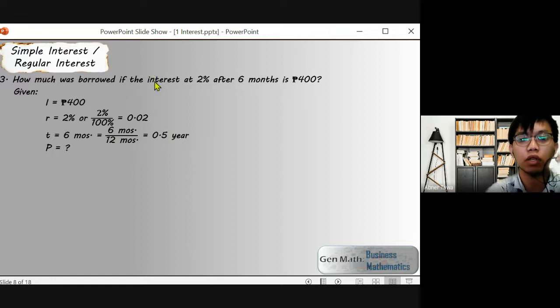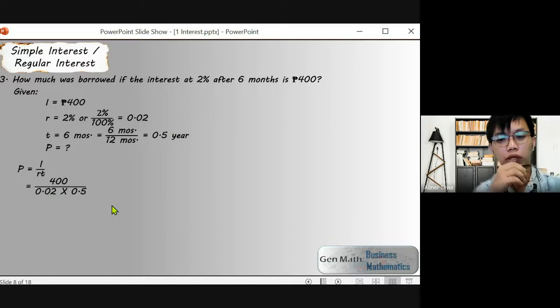And then based on the problem, ang hinahanap natin is yung amount borrowed. So that will be the principal amount. And what is the formula for principal amount? Since given na yung interest, we're just going to use the formula P equals I over rate times time. Then just substitute the given dito sa ating formula. So what is the value of I? That is 400 over the rate of interest, 0.02, times 0.5.